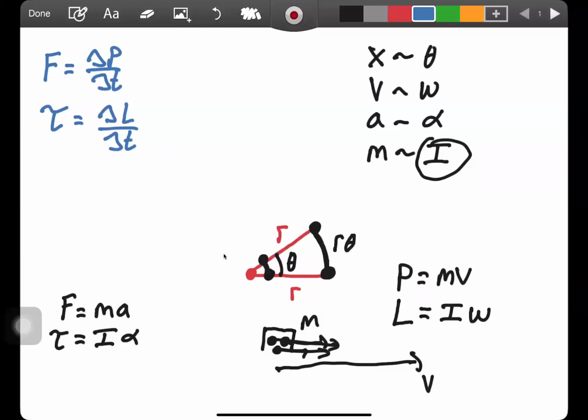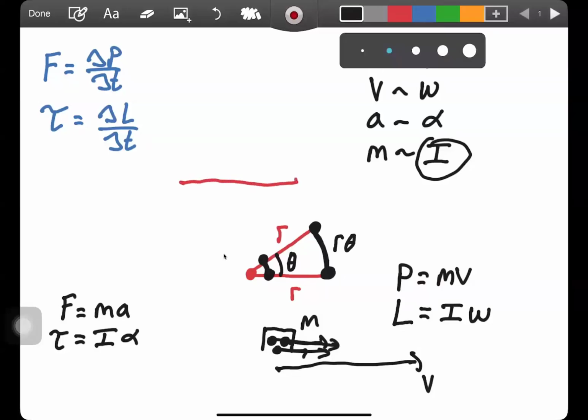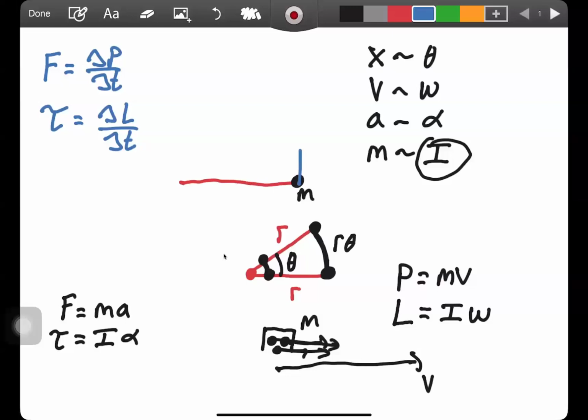So going back to, say, a teeter-totter, and let's say we've got some mass M on the end. And let's just say someone came along and was going to push them upward.